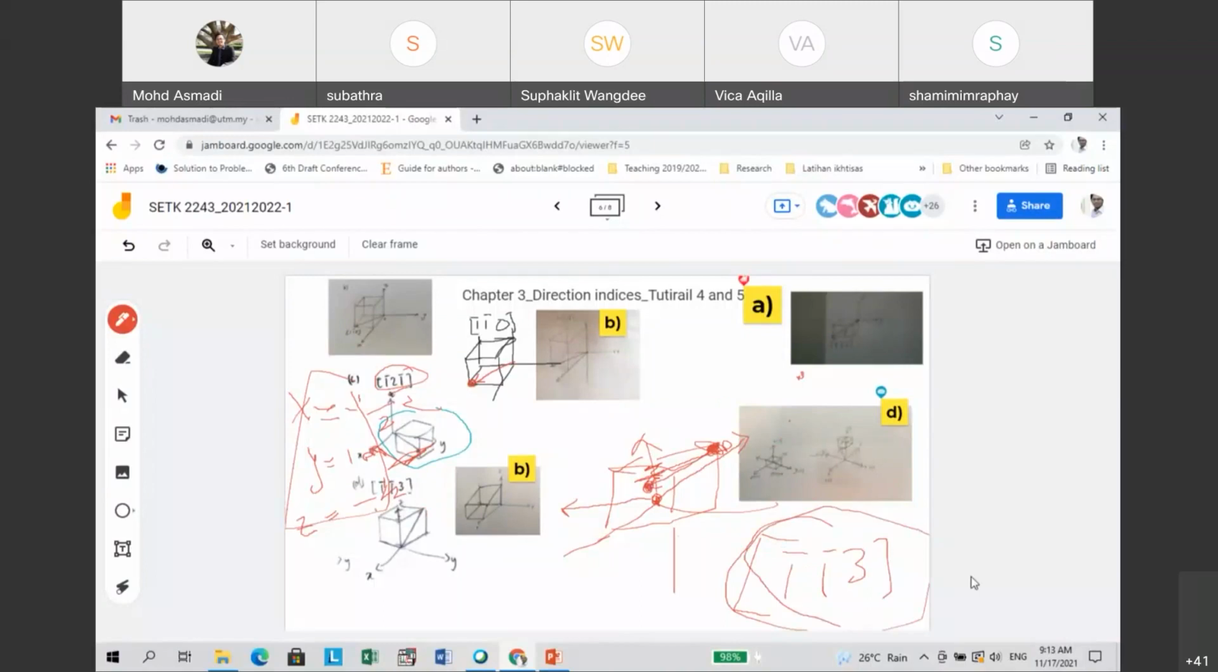But this one is the opposite procedure from the previous slide, because we give you the direction indices. You have to find where is the location. But if we give you the number, to convert it into the direction indices, you have to make it into integer.